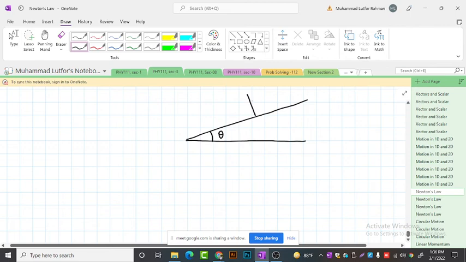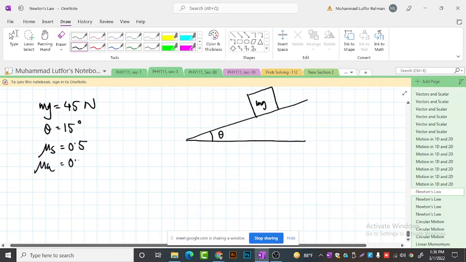Say I have a block on the inclined plane, and they give the weight of this block, mg, which is 45 Newton, and the angle is 15 degree. They give us the coefficient of static friction as 0.5 and the coefficient of kinetic friction as 0.34. The system is stationary, it is not moving. You can find out that case.